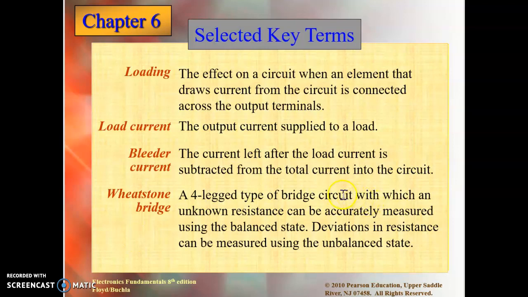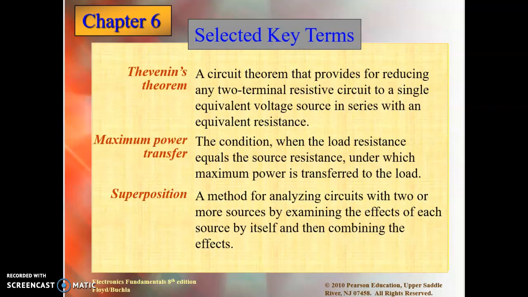The key terms: loading effect. Loading is the effect on a circuit where an element that draws current from the circuit is connected across the output terminal. Load current is the output current supplied to the load. Bleeder current is the current left after the load current is subtracted from the total current into the circuit. The Wheatstone bridge, which is a very important derivation, can be used to measure resistance using an unbalanced state. Thevenin, maximum power transfer, and superposition: you can read those on your own. So that concludes chapter 6.